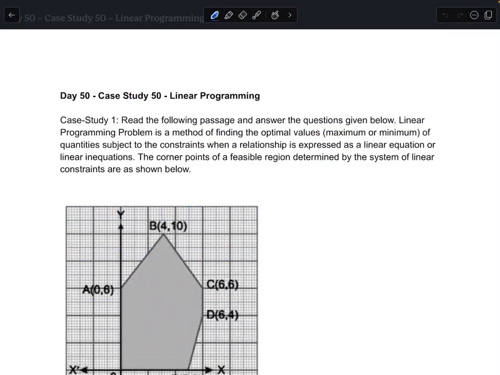The question goes like this. Read the following passage and answer the questions given below. Linear programming problem is a method of finding the optimal values of quantities subject to the constraints when a relationship is expressed as a linear equation or linear inequations. The corner points of a feasible region determined by the system of linear constraints are as shown below.